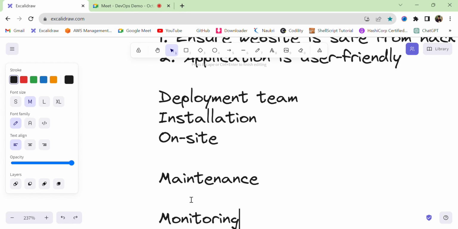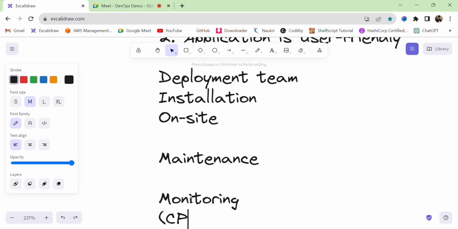Maintenance we are already aware of. Monitoring is to check how much CPU is used, how much RAM is getting used, and how much storage is being utilized by that particular application. So it should be optimized, and this is how the monitoring is done.